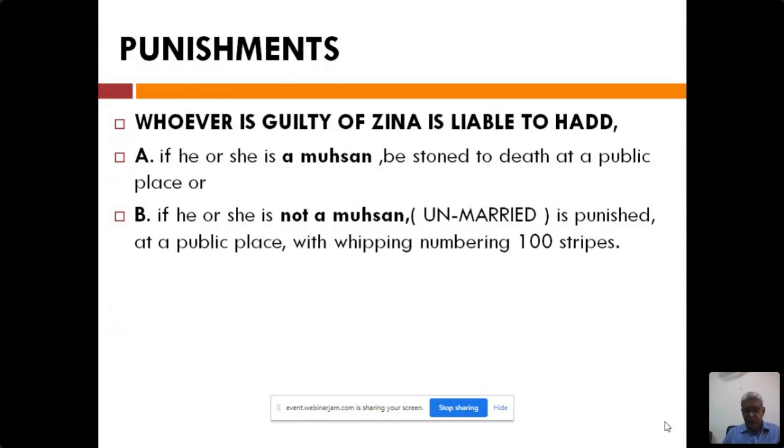So it is clear from the definition of this Section 5 that Hadd would be applicable over both the male offender and the female offender, but two situations are brought into consideration: whether they are Muhsan or not. If they are Muhsan, means they are separately married with different other partners, the punishment would be stoning to death at a public place till death. But if they are not Muhsan, means they have not enjoyed sexual intercourse with other valid partners, the punishment is only 100 stripes, but in an open public place.